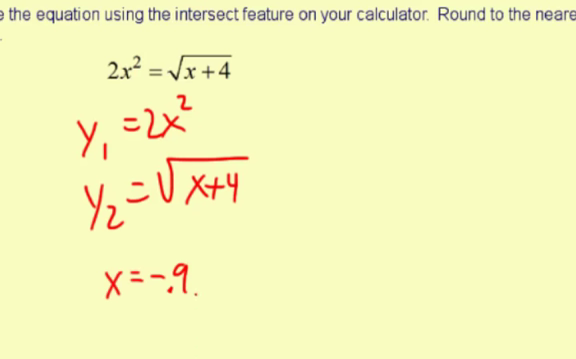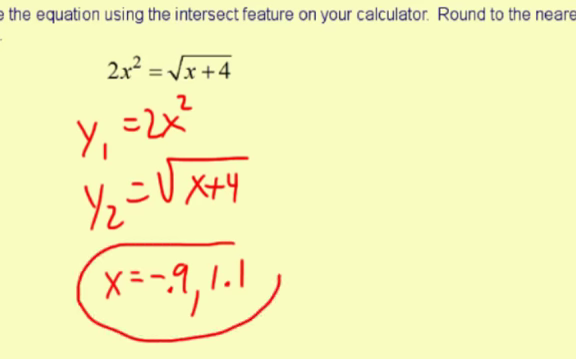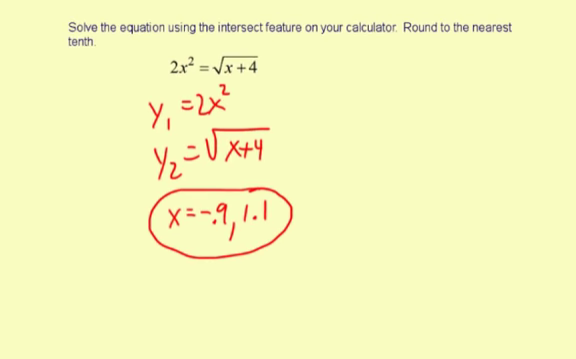So I'm going to put in a comma, and then 1.1. Okay, so these are two solutions to the equation rounded to the nearest tenth. Now the downside of using a calculator is they aren't exact answers, but for most applications where you have complicated equations, a rounded answer will be accurate enough. So for our purposes, this is just fine.